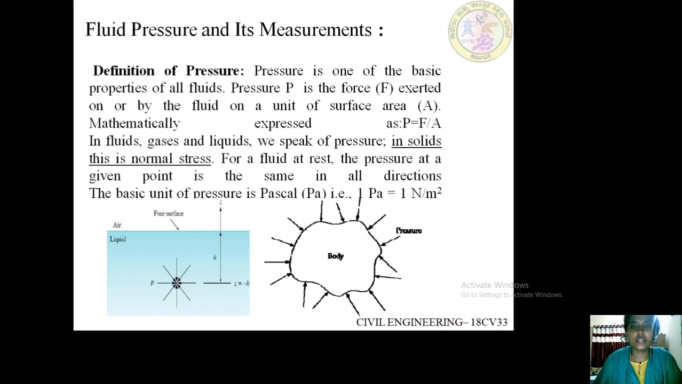and it is mathematically expressed as P is equal to F by A, and the unit of pressure is Pascal. 1 Pascal is equal to 1 Newton per meter square.